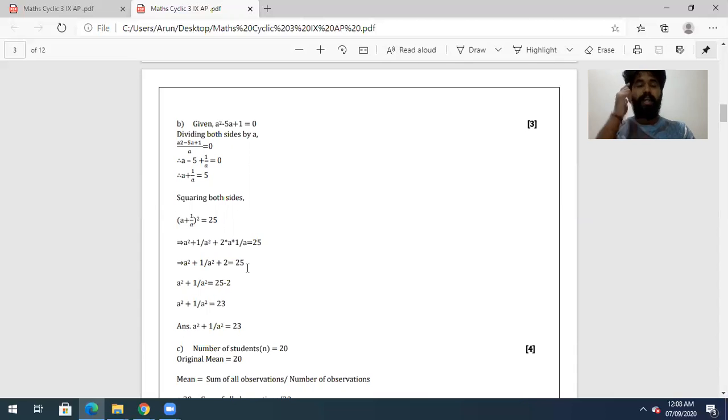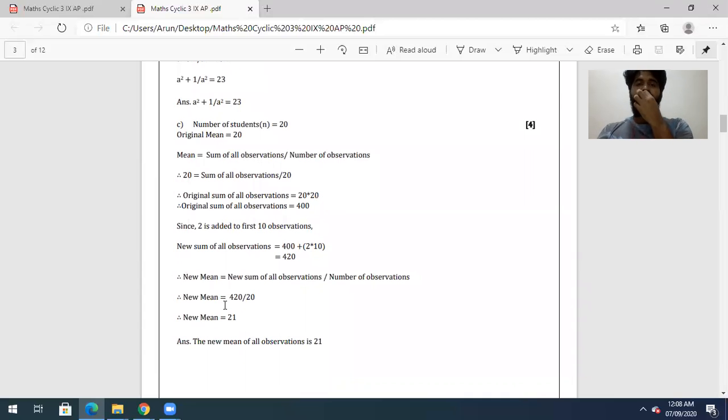Squaring both the sides, I get a plus 1 upon a the whole square is equal to 5 square, which is 25. So a plus 1 upon a the whole square is a square plus 1 upon a square plus 2 into a into 1 upon a is equal to 25. So a square plus 1 upon a square plus 2 is equal to 25. So a square plus 1 upon a square is equal to 25 minus 2, which is 23. So the value of a square plus 1 upon a square is equal to 23. I hope you've understood this question as well, students.